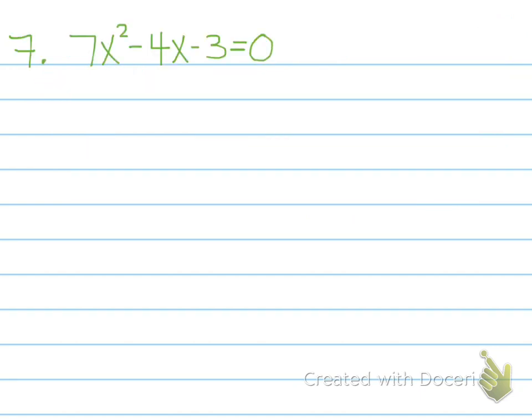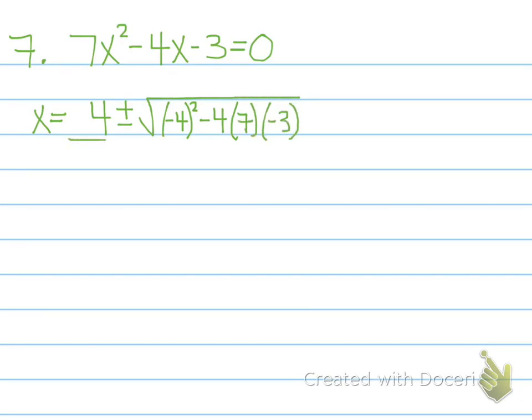Okay, so number 7 and 8, we're going to solve using the quadratic formula. So the first thing it starts with is the opposite of b. So the opposite of negative 4 is positive 4, plus or minus the square root of b squared, which is negative 4 squared, and you need to put it in parentheses or else the calculator won't do it correctly, minus 4 times a, which is 7, and c, which is negative 3. And that whole thing is all over 2a, which is 2 times 7.